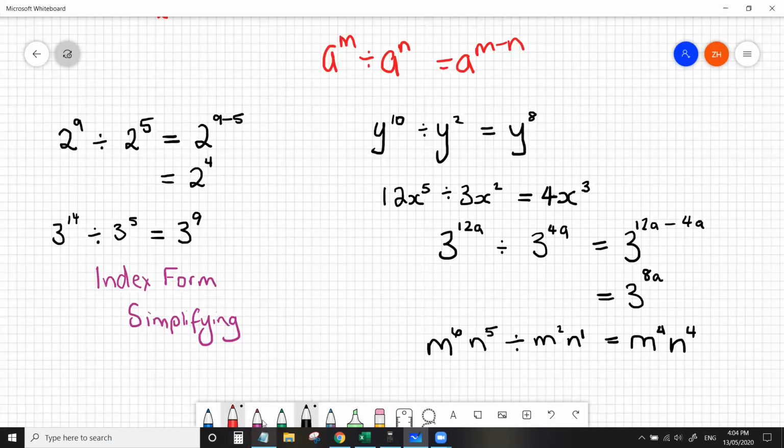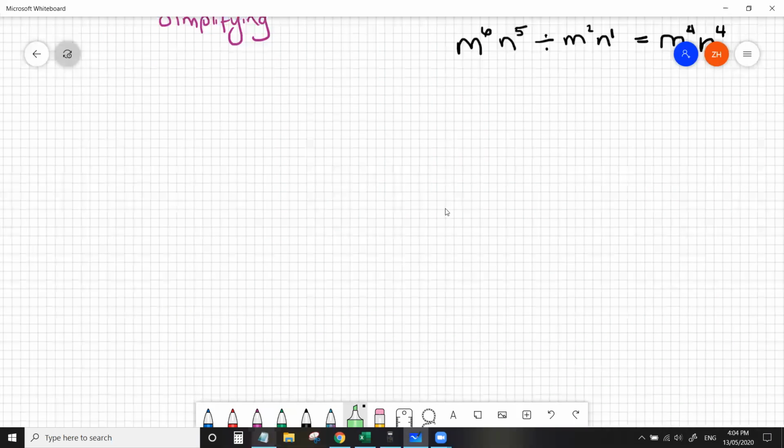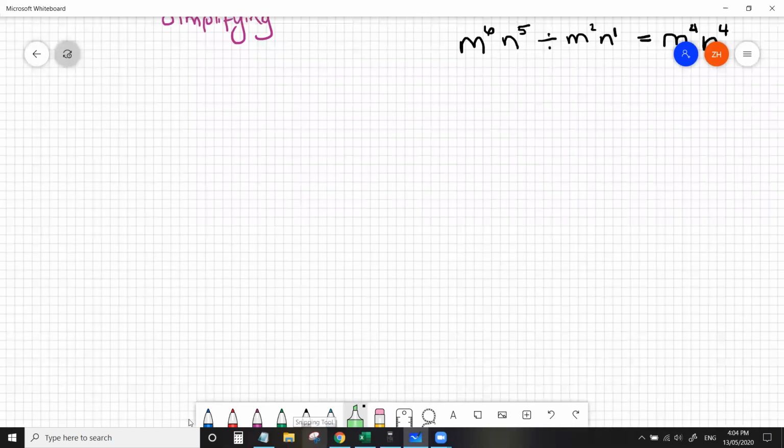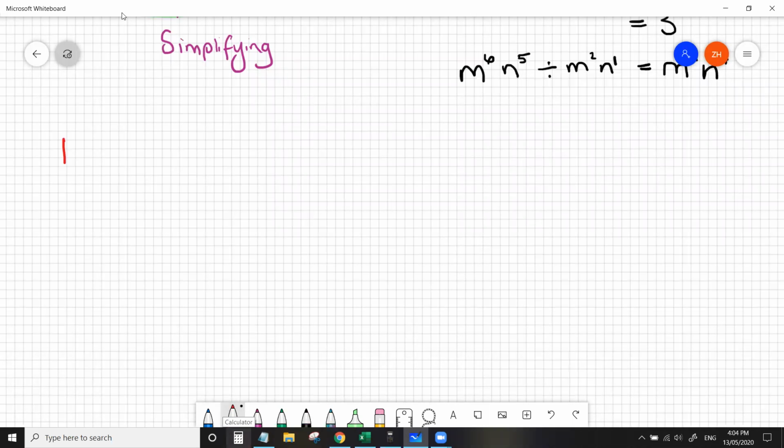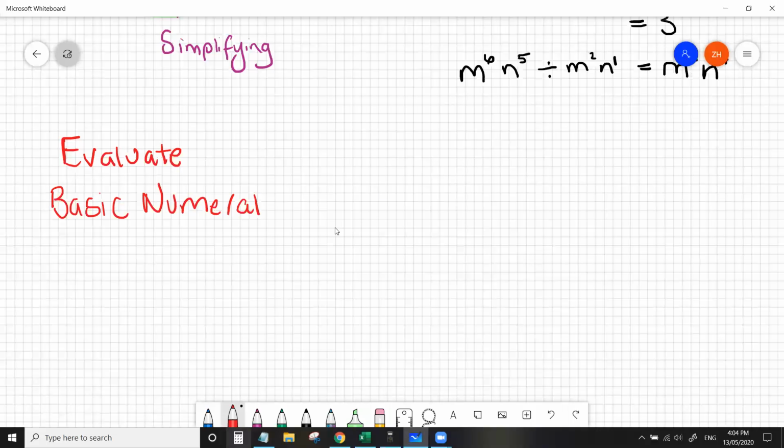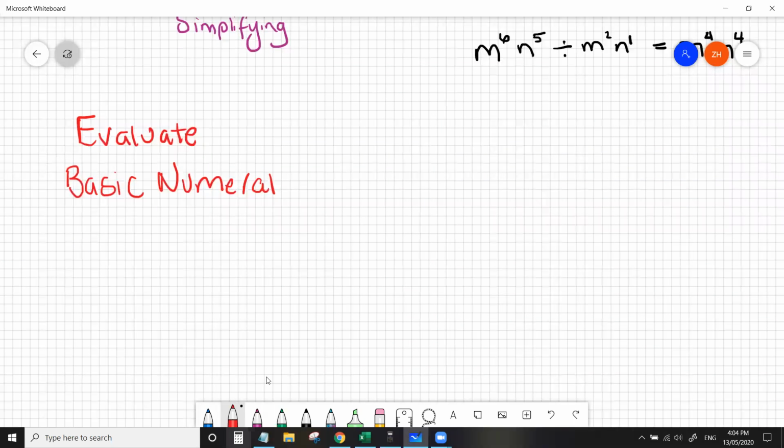So all of those were finding a solution in index form. We're simplifying the expressions. I'm going to do two more short examples where we're going to do what we call evaluating. Evaluating means finding the value, or finding the basic numeral, is how it's sometimes expressed. So these ones above were in index form. Basic numeral means find the answer, find a final value. So here's two short examples on that.